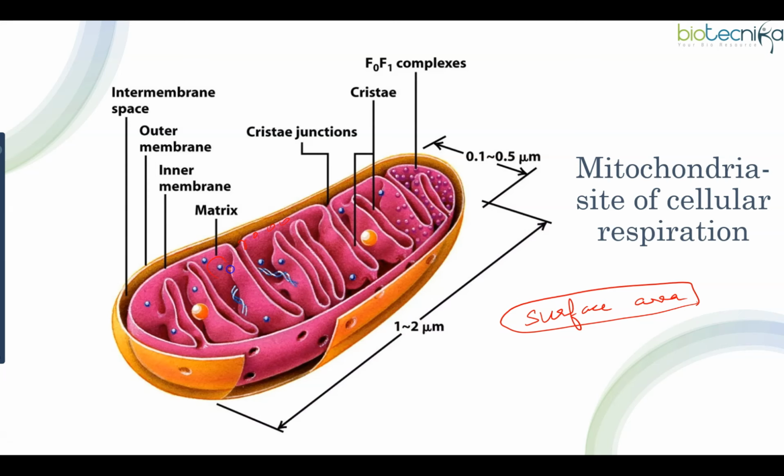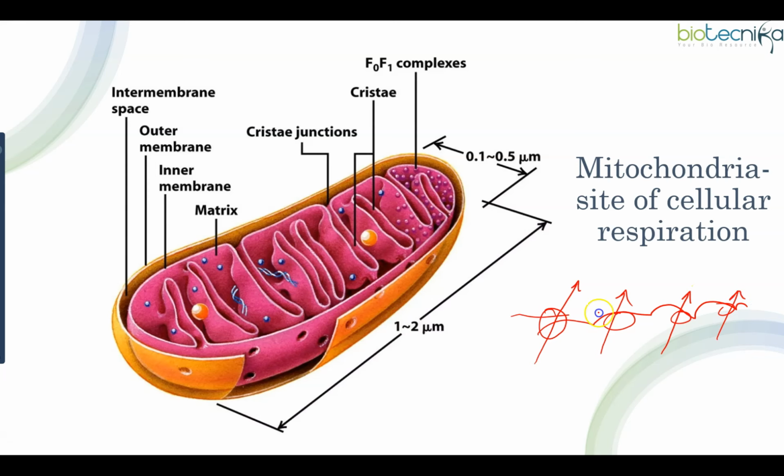The Krebs cycle enzymes are present in the matrix, and in these complexes the electrons will be passed from one complex to another. In that process, these complexes act as proton pumps, so they will send the protons from the matrix side into the intermembrane space.